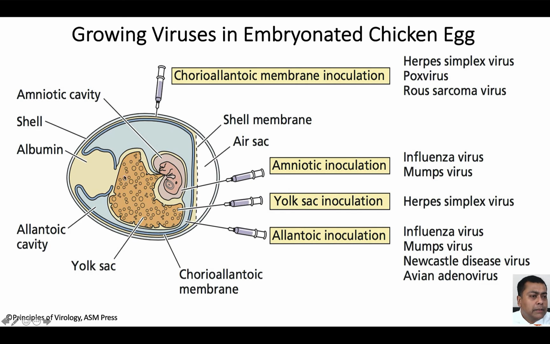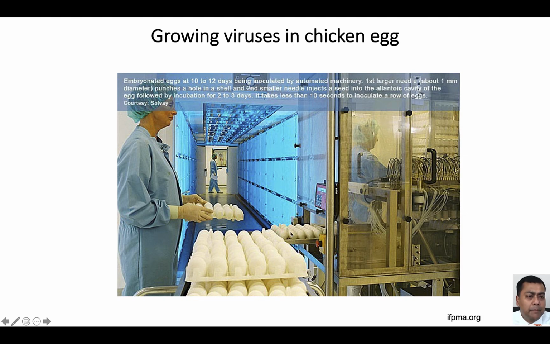On the other hand, right here is the allantoic cavity. This whole largest space is the allantoic cavity, and influenza virus also grows in there. So in industry, influenza virus is produced in chicken eggs, grown in this allantoic cavity. We're going to see in the next slide that this is robotized, where one row of chicken eggs can be inoculated in as little as 10 seconds. The robot drills a tiny hole, inoculates the virus, seals it back, and you get the virus, which is produced in the allantoic cavity.